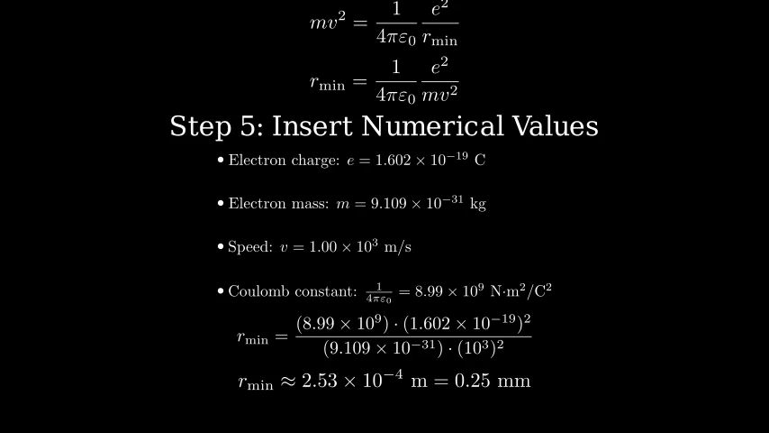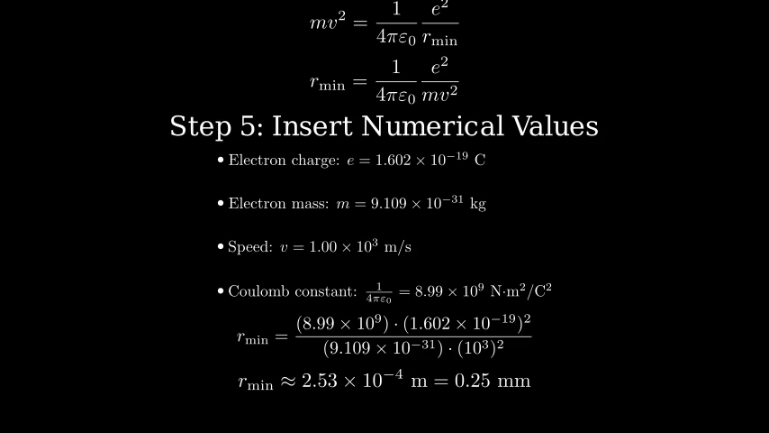So, to summarize our solution, 1. We reduced the problem to a single body with relative motion using the reduced mass. 2. We calculated the initial kinetic energy in the relative coordinate. 3. We determined the electrostatic potential energy at closest approach. 4. We applied energy conservation to find an expression for the minimum distance. 5. We plugged in the numerical values to get our final answer.